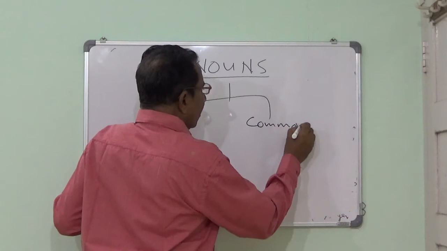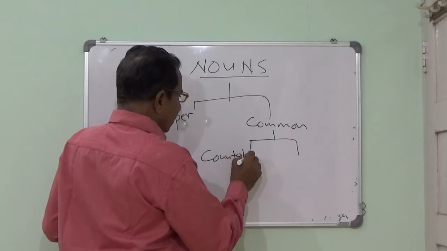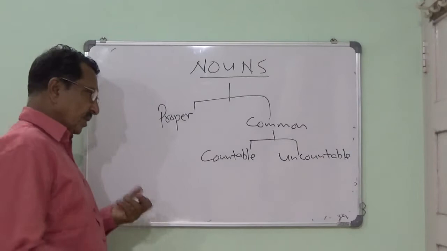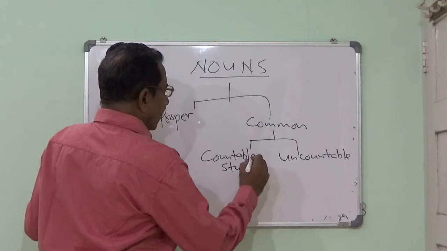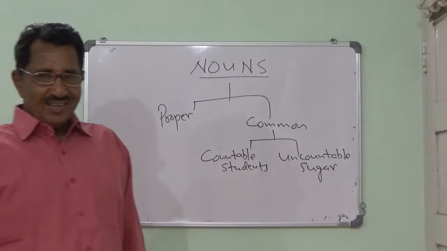Then there is a division here. There is common, countable, that you can count. And uncountable. You cannot count. Easy to remember: countable, students. Very easy. Students. You can remember that, because you are a student. Uncountable, sugar, because you always think of stealing sugar from the kitchen and eating. It's a small thing that is there. Okay.